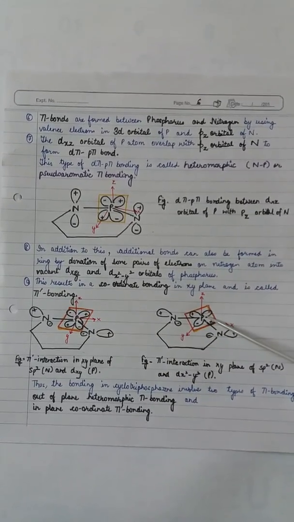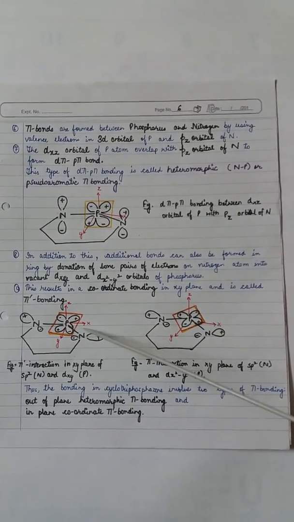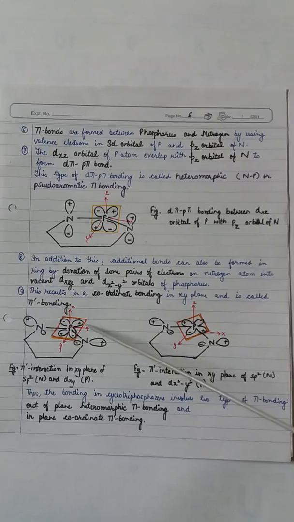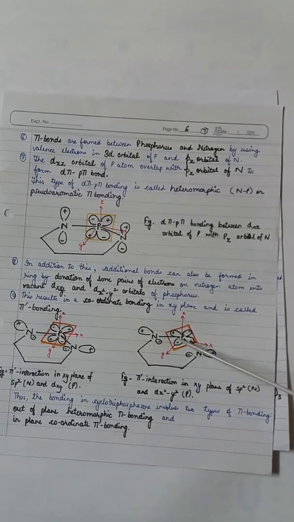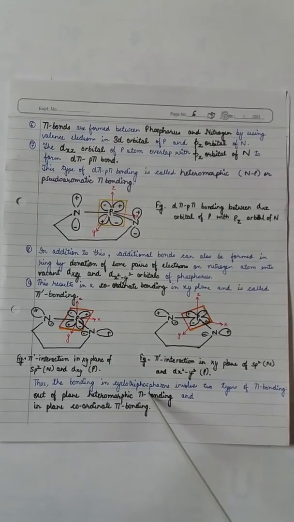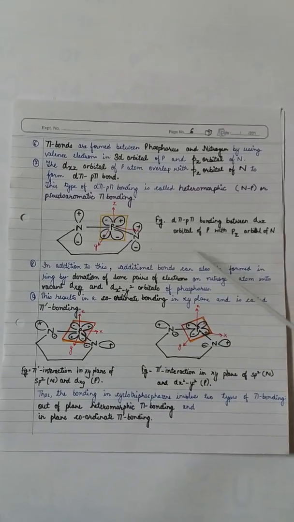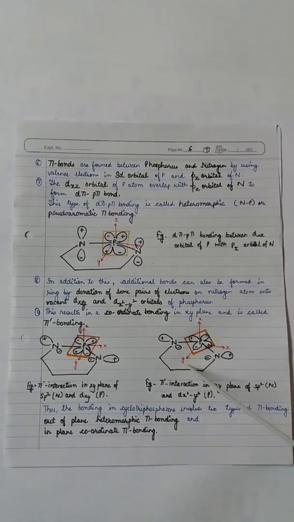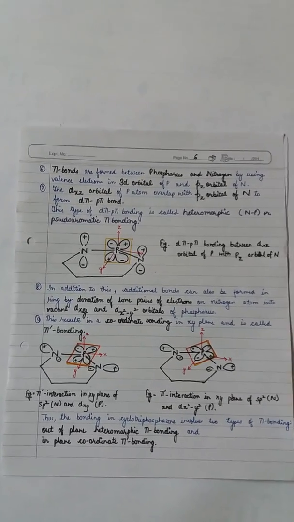A similar thing happens here, a pi dash interaction in the xy plane. Both of these take place in the xy plane, but the difference is that here the orbital is dxy, and here the orbital is dx square minus y square. Thus the bonding in cyclotriphosphazene involves two types of pi bonding. One is the out of plane heteromorphic pi bonding, and the other is the in plane coordinate pi dash bonding. So these are two types of pi bonding found in these cyclic triphosphazenes.